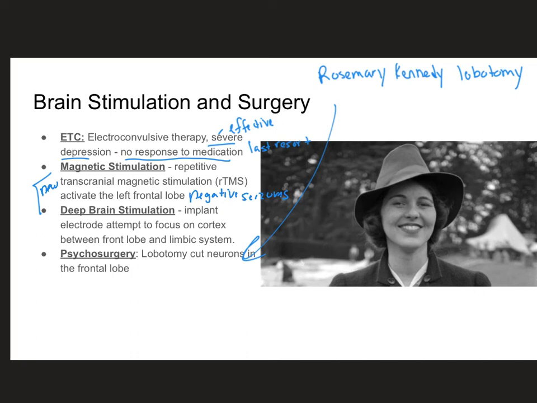Deep brain stimulation is when they actually implant an electrode. And this again is a little bit further back, but still in the frontal lobe. So we know that a lot of the psychological disorders are targeted around the frontal lobe. And again, kind of a similar concept of like, let's try to stimulate the brain to get the brain to work properly again. And then psychosurgery is lobotomies.